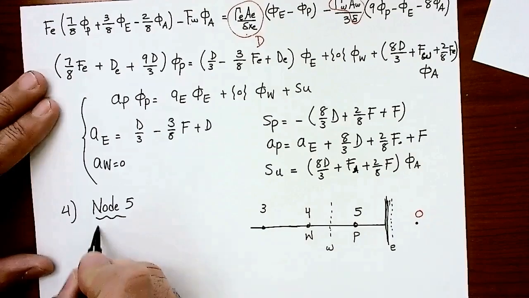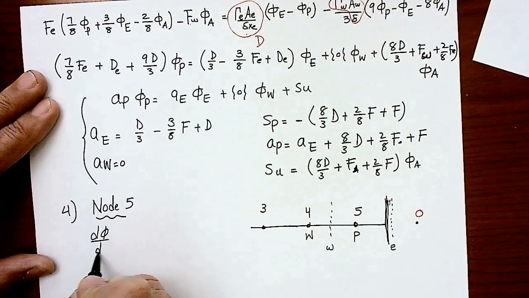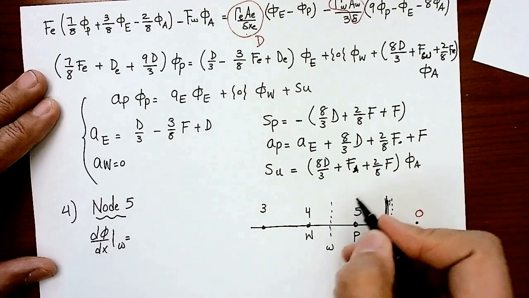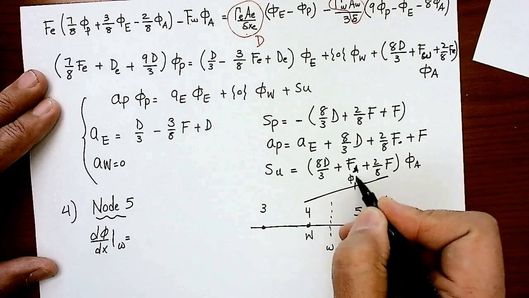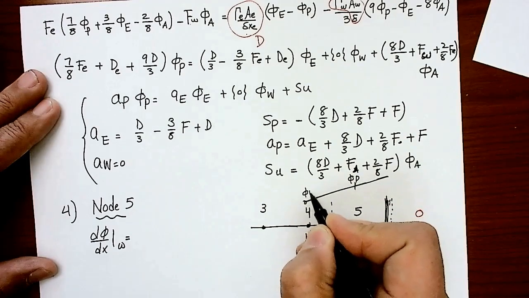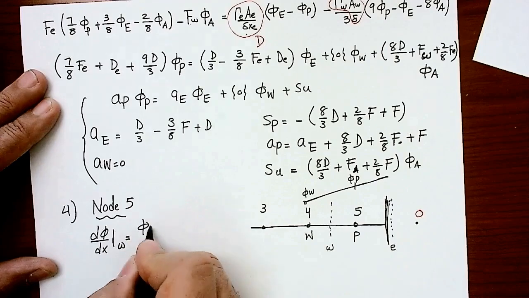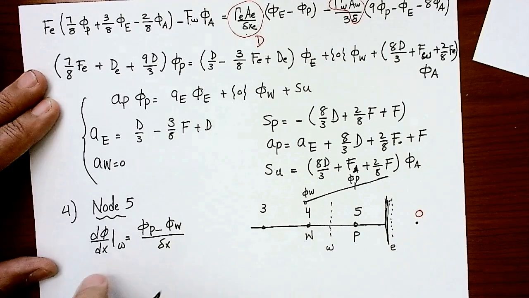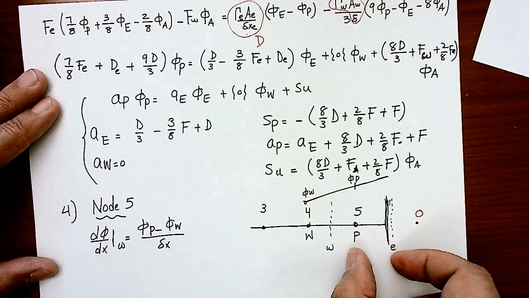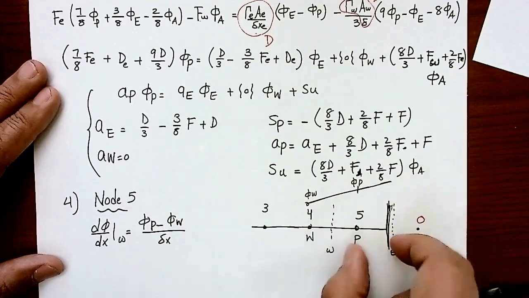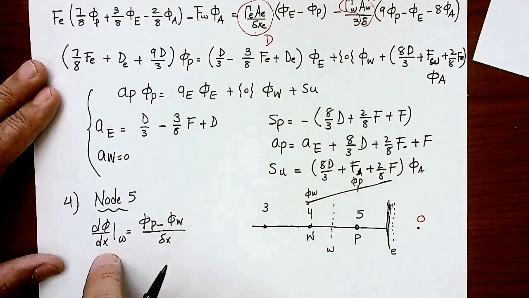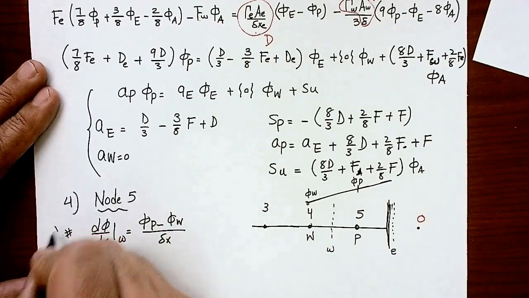d phi by dx on the west face is allowed to use, again, this is a linear change, right? So I'm going to use phi P and phi west divided by delta x. So that's going to be phi P minus phi west divided by delta x. But I cannot use the same approximation for the east side because the distance is delta x over 2 or delta x node, and this is not allowed in the QUICK scheme. So that's the first approximation. I will call that 1.